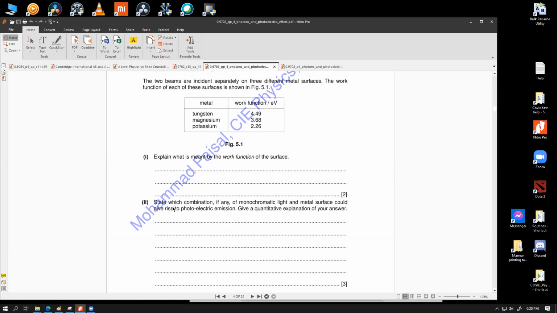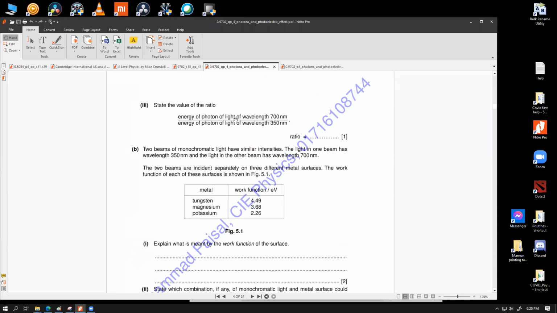Try to understand the question first. State which combination, if any, of monochromatic light and metal surface could give rise to photoelectric emission. That means when we shine these two different wavelengths of light on these metals, which pair, light source and metal, is going to give us photoelectric emission. So there are two different ways we can go. One way is we can find out the threshold frequency of these individual metals and convert those into wavelengths, and then compare. So we can either find out their relevant lambdas and compare them with 350 and 700. That's one way to go.